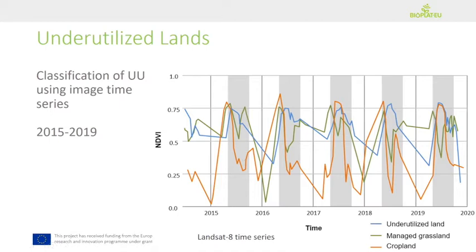Then it goes down again, and then sometimes there is a second crop, and then it's winter again, for example. For managed grassland in green, we see a similar pattern. So we have also a peak somewhere early in summer, then it's cut for hay, and then we have another peak. So that's typically a signature of a grassland.